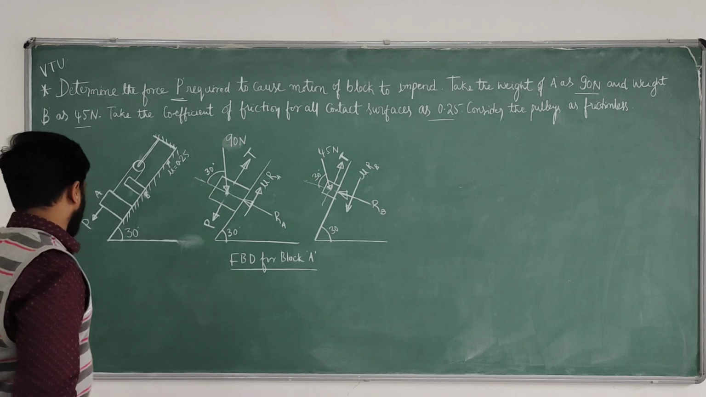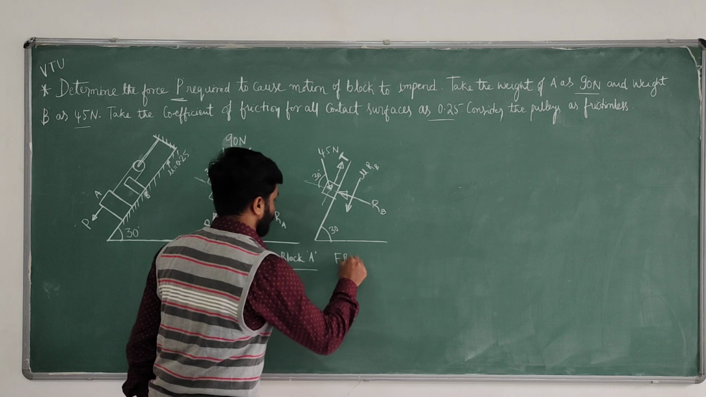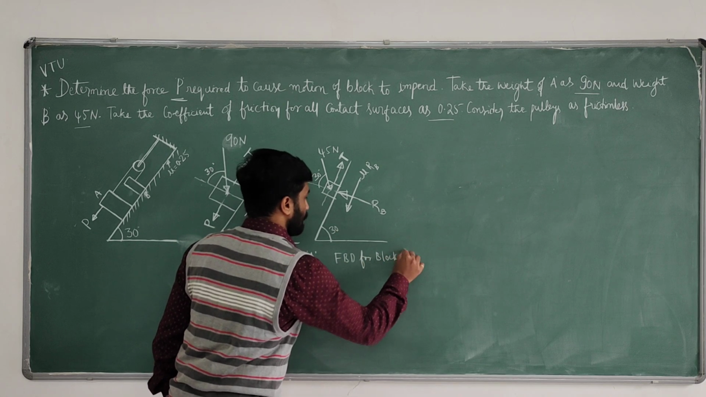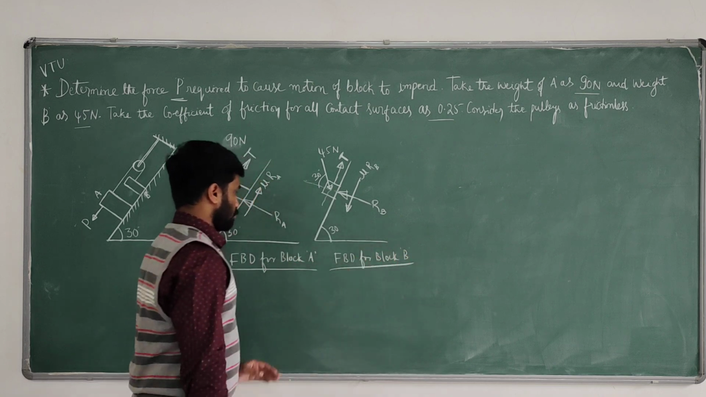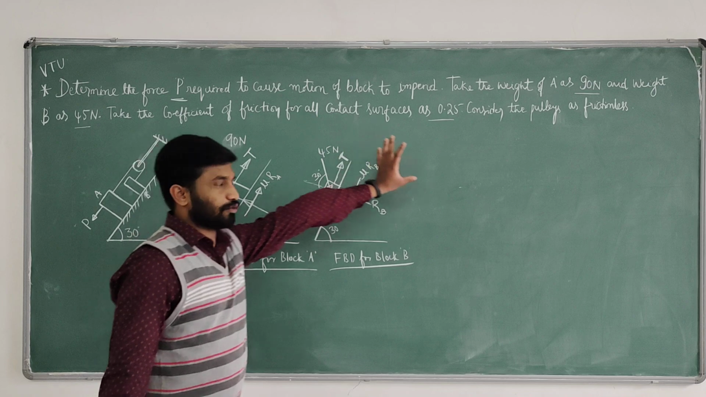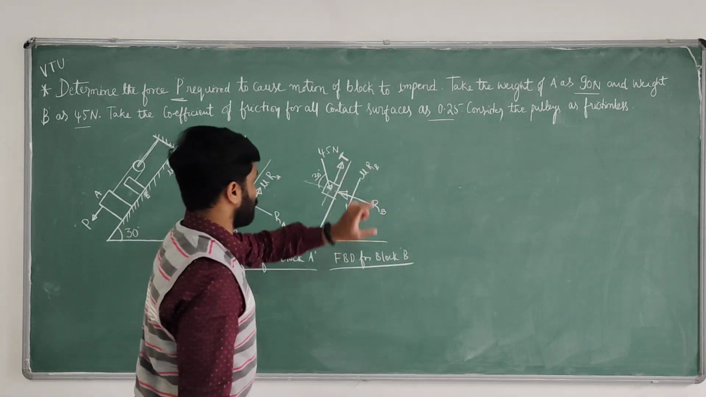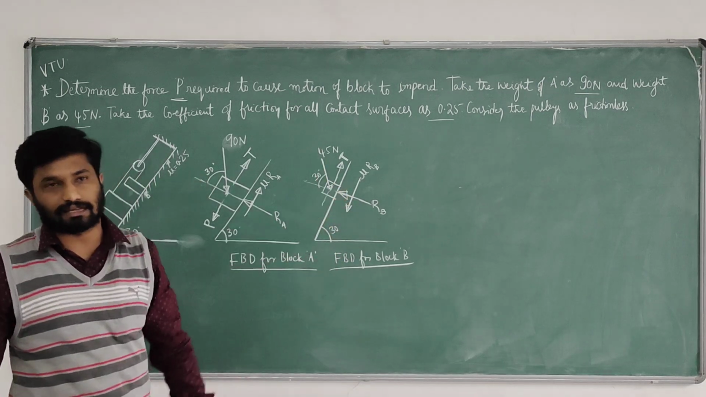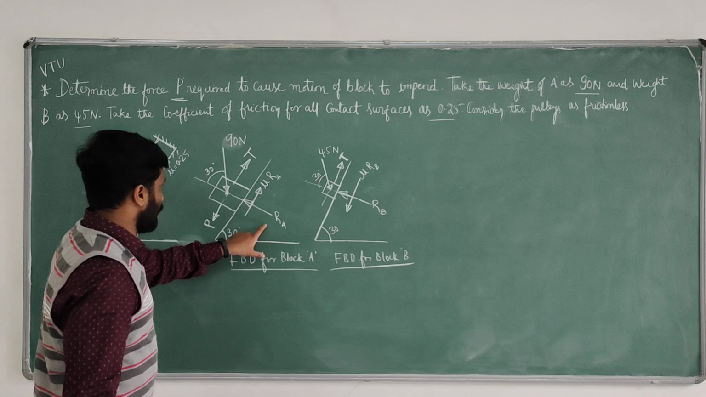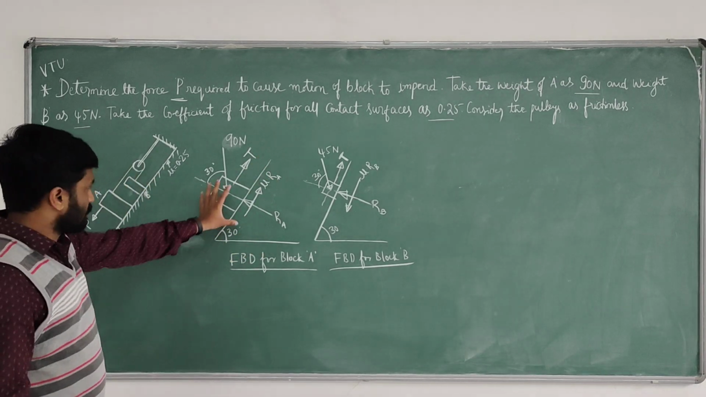Now we have to observe both A and B. This is FBD for block B. Now we have to observe which of the two blocks has the least number of unknowns. That one we first have to consider for the analysis. Here RB is unknown, T is unknown. So FBD of B has only two unknowns. But if you come to block A, RA is unknown, T is unknown, as well as P is unknown. So it has three unknowns.